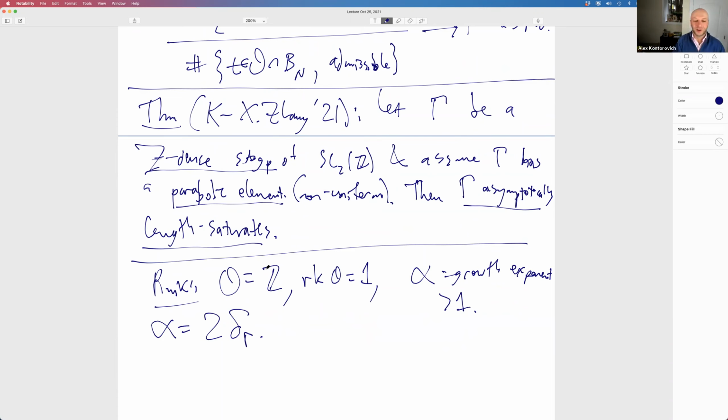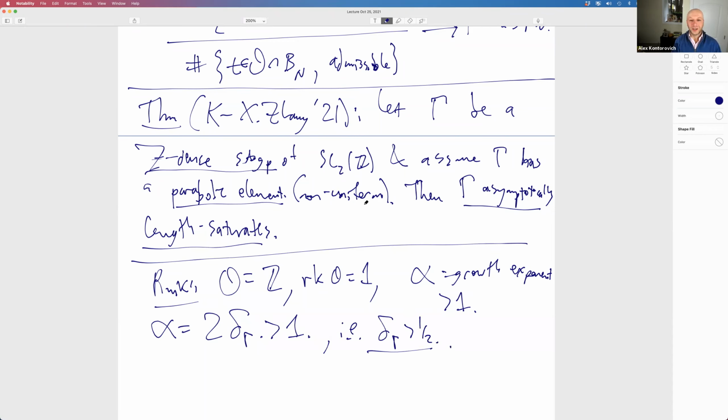So the Hausdorff dimension is often what's called the critical exponent. That's why I'm calling alpha the growth exponent. We need this growth exponent to be bigger than 1. In other words, we need the Hausdorff dimension of the limit set to be bigger than 1/2. But I didn't say anything about the Hausdorff dimension in this theorem.